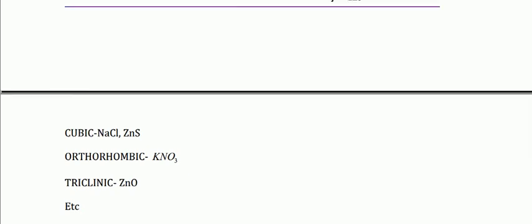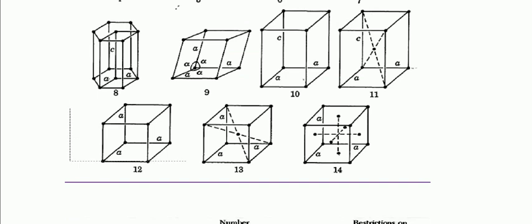NaCl, that is your common salt, and ZnS, these are all crystals, and the basic lattice of these is cubic. Okay, it is just cubic. Now, orthorhombic is KNO3. Triclinic, you can have ZnO. Okay. Now we'll concentrate on cubic lattices, as I mentioned earlier.